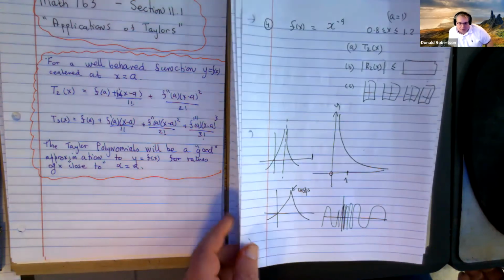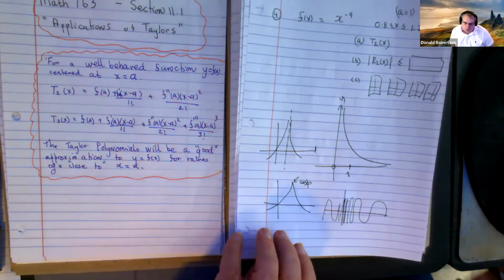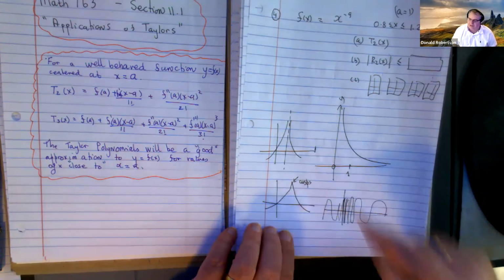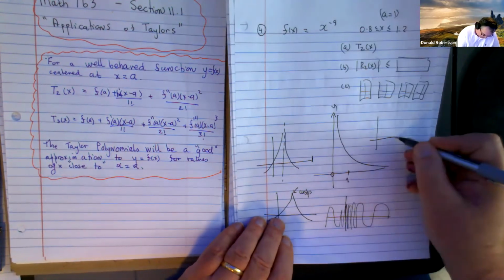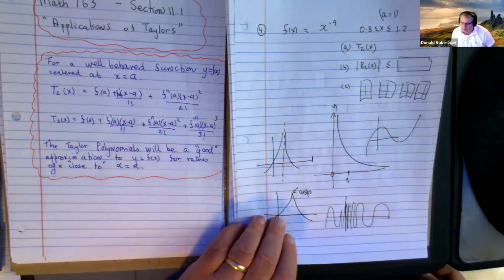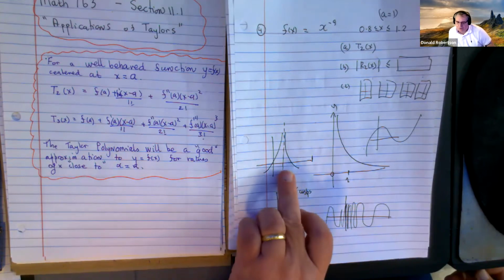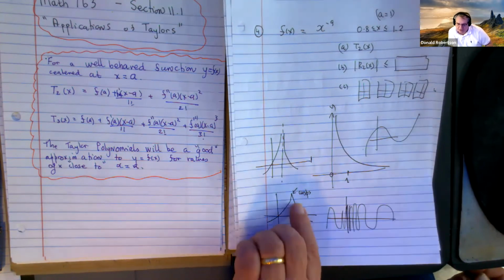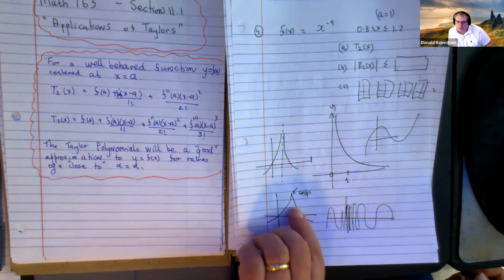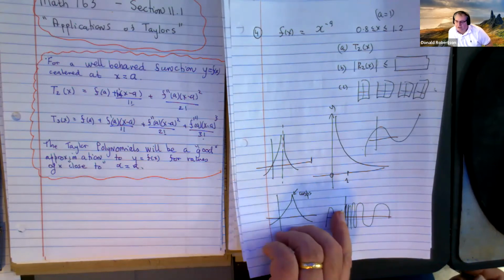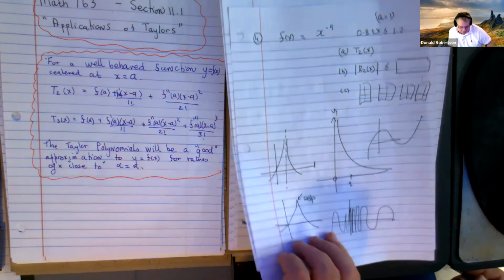So when we talk about well-behaved, we're really saying don't be any of these guys. We're saying just be a boring curve. Boring curves are good. Don't be vertical asymptotes or near me. Don't be cusps or anywhere near me. And don't be a zigzag that goes up and down infinitely often.